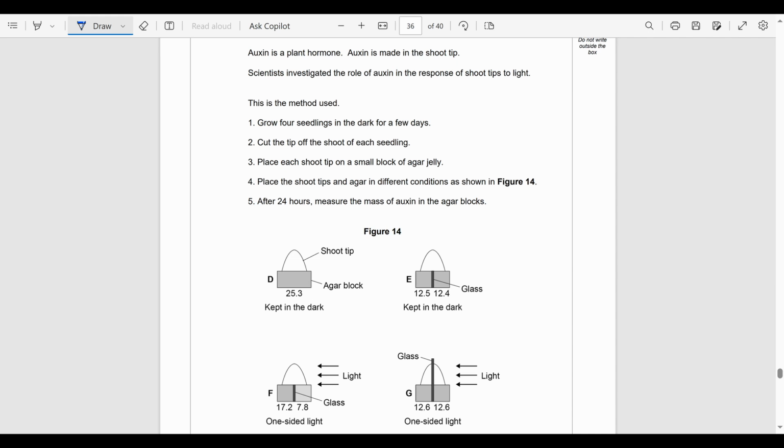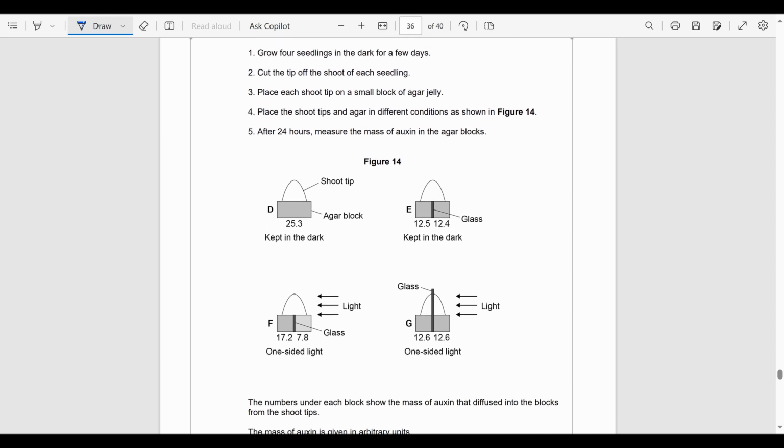Grow 4 seedlings in the dark for a few days. Cut the tip off the shoot of each seedling. Place each shoot tip on a small block of agar jelly. Place the shoot tips and agar in different conditions, as shown in figure 14. After 24 hours, measure the mass of auxin in the agar blocks.